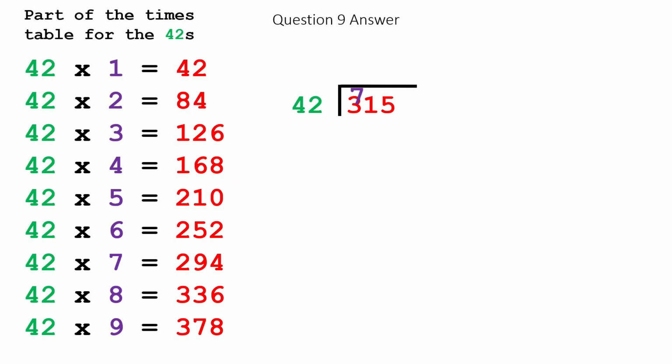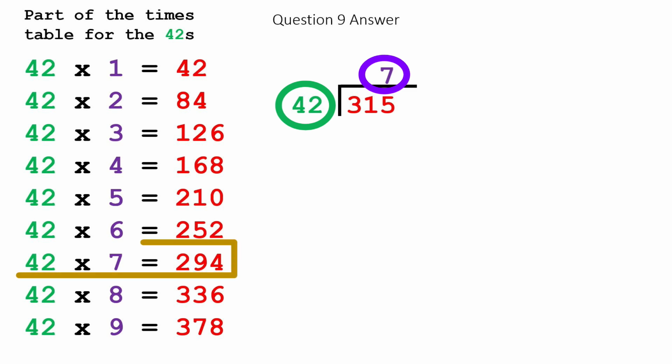We write the number 7 in the answer space above the number 5, since we divided all three digits of this dividend. Next, we multiply this new digit in our answer, which is 7, with the divisor, which is 42. We can look at our multiplication table to see that 42 times 7 is 294.